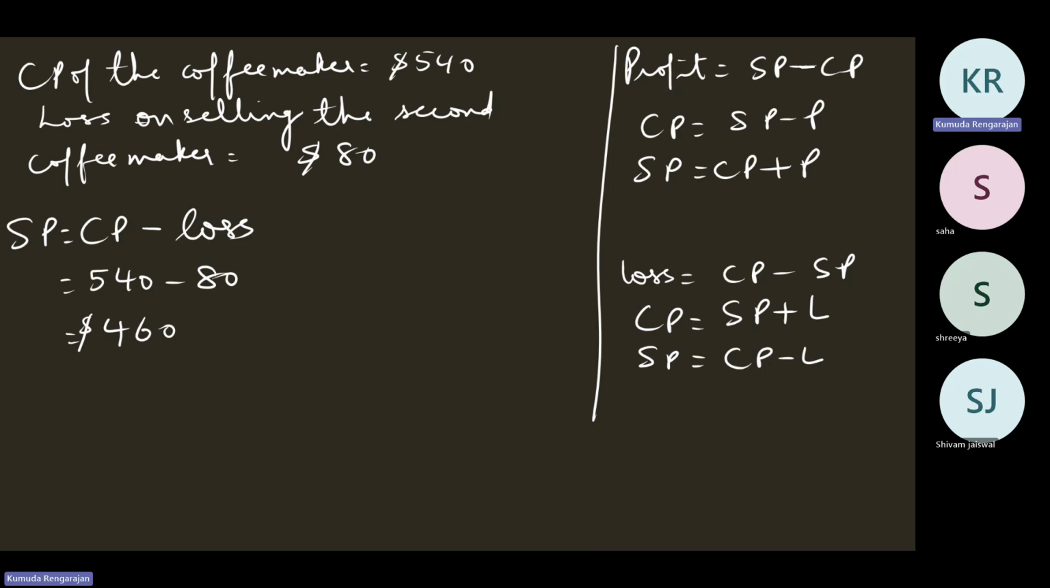So profit is equal to SP minus CP. Loss is CP minus SP. If you have to find the cost price, given SP and profit, it is SP minus profit. CP is SP minus profit. SP is CP plus profit. Loss is CP minus SP. And when you have to find CP or SP when it's a loss, CP will be SP plus loss. SP will be CP minus loss.